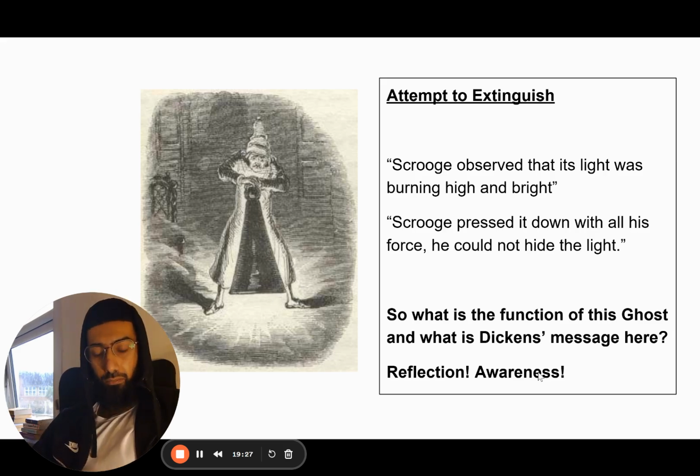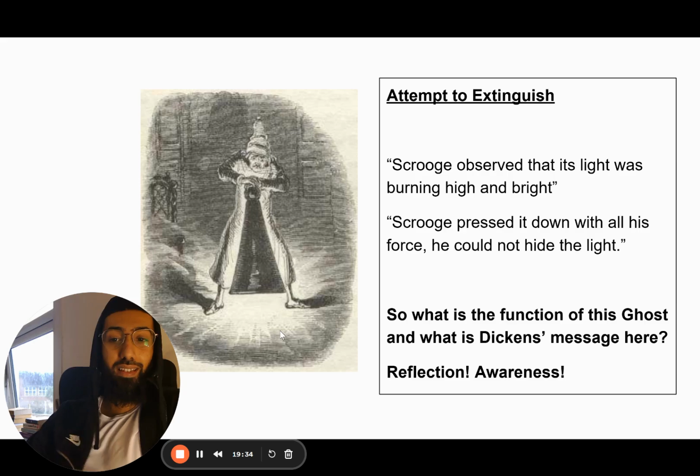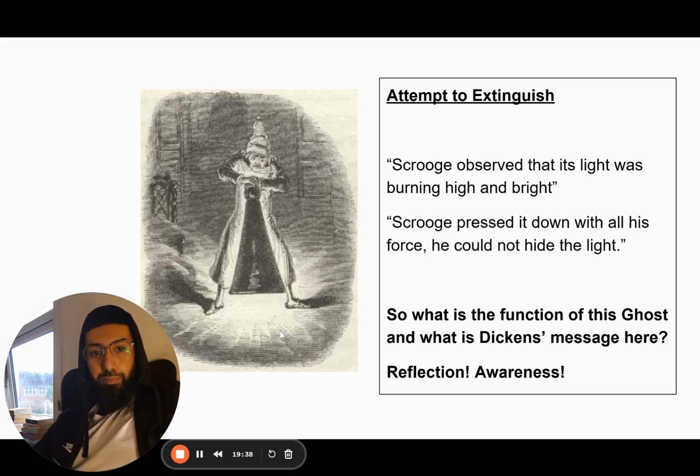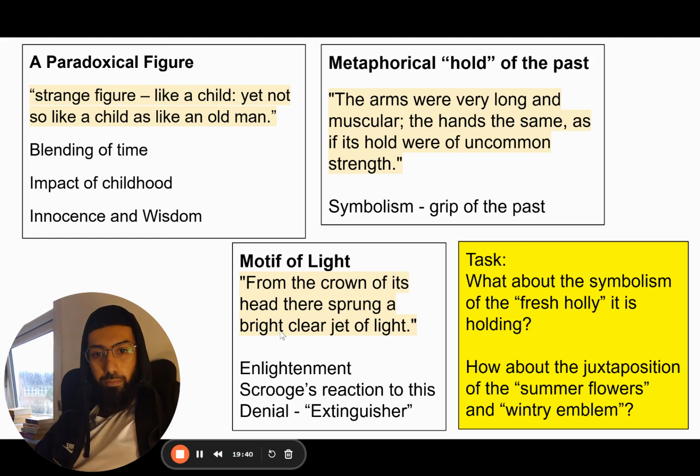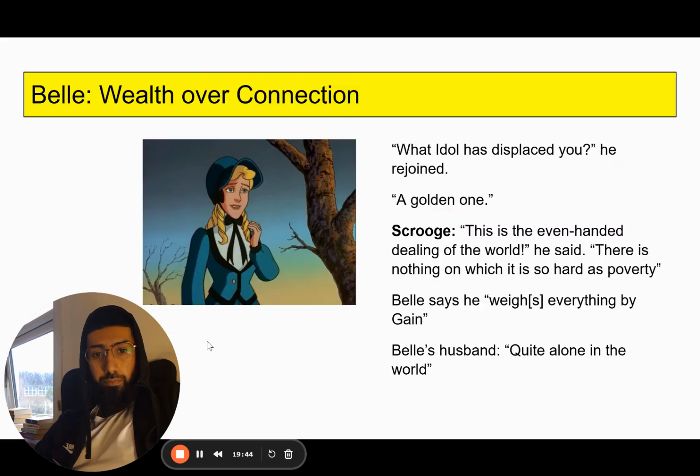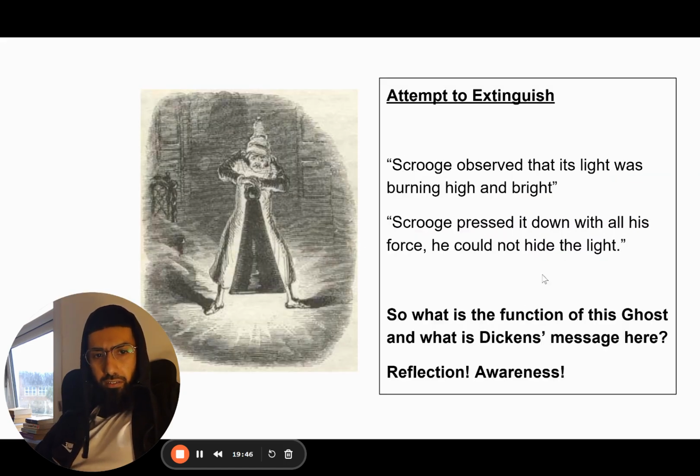And then Scrooge grabs the extinguisher and he tries to place it, as you can see in this image, on the ghost's head. He doesn't want the light. He's trying to get rid of the light. And again, going back to this motif of light, which transcends the whole text, what does it suggest? Why is Scrooge doing this? I would write these two quotes down, analyze them. Why is Scrooge trying to hide the light? What is this symbolic of?